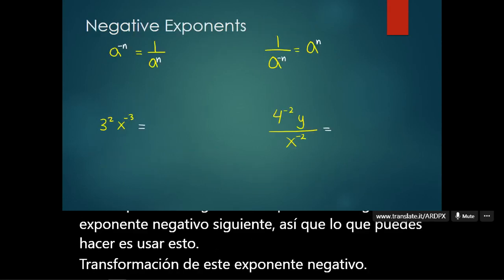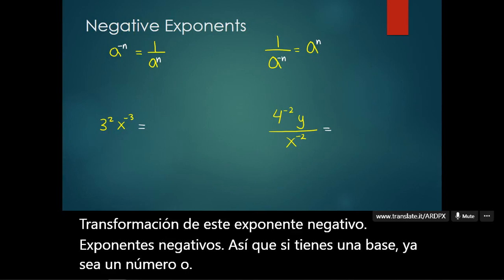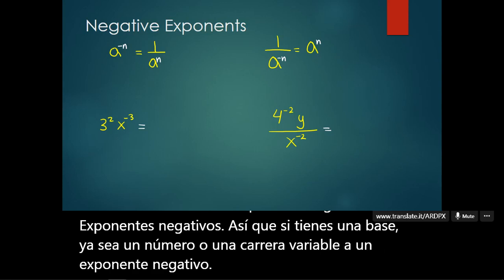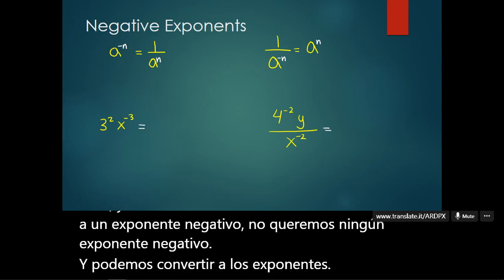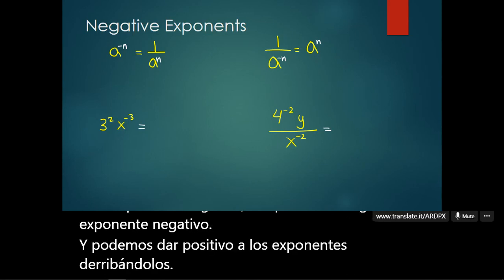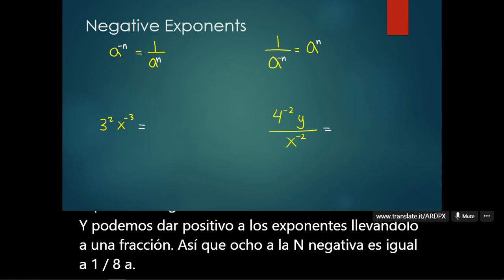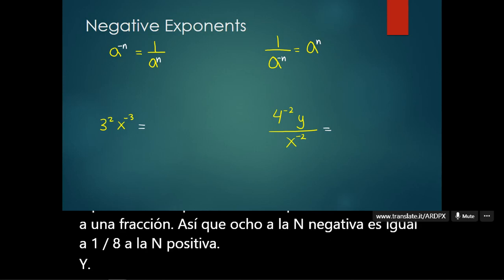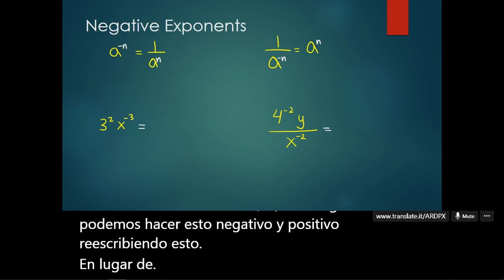Negative exponents. So if you have a base, whether it's a number or a variable, raised to a negative exponent, we don't want any negative exponents, and we can turn the exponents positive by bringing them down to a fraction. So a to the negative n is equal to 1 over a to the positive n. And the same thing, if we had 1 over a to the negative n, we can make this negative n positive by rewriting this, and instead of a fraction, bringing it up to a to the n.